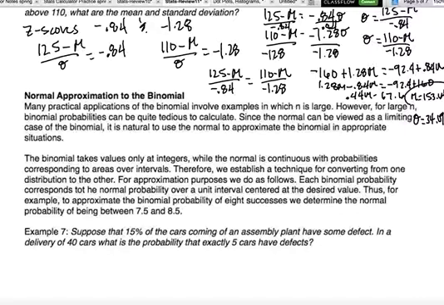The binomial takes values only at integers, while the normal is continuous with probabilities corresponding to areas over intervals. Therefore, we should establish a technique for converting from one distribution to the other. For approximation purposes, we do as follows. Each binomial probability corresponds to the normal probability over a unit interval centered at the desired value. Thus, for example, to approximate the binomial probability of 8 successes, we determine the normal probability of being between 7.5 and 8.5.